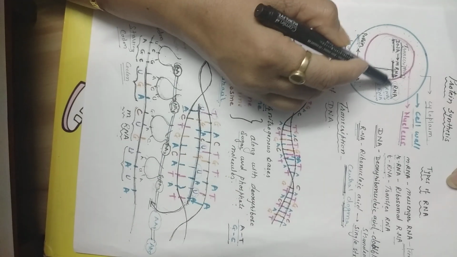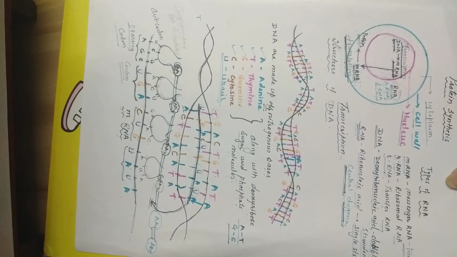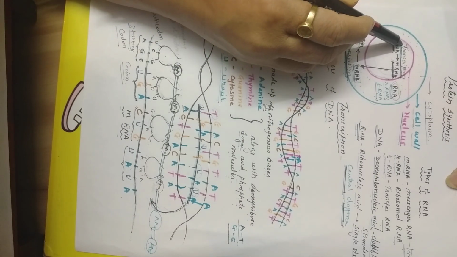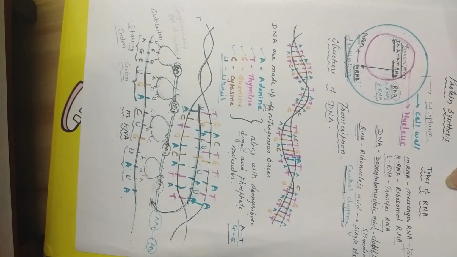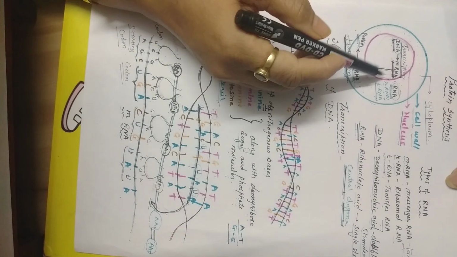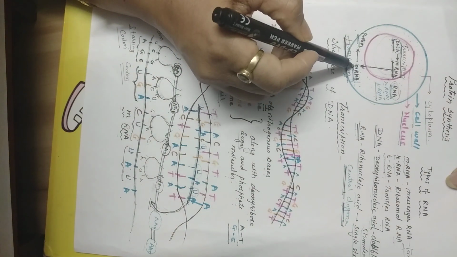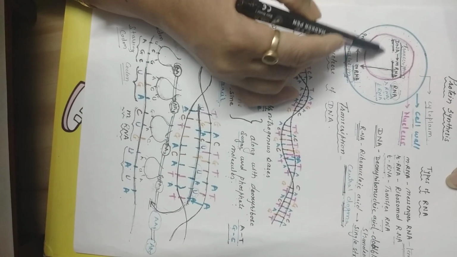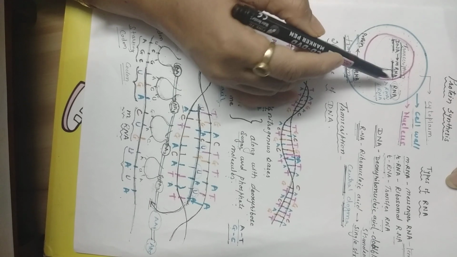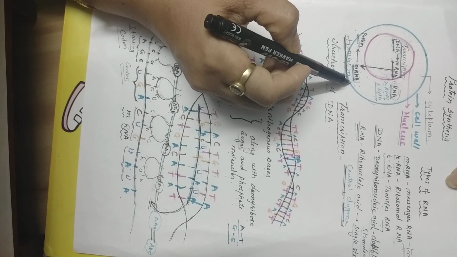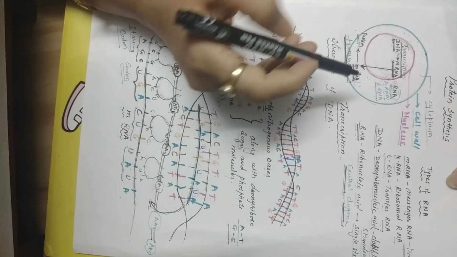This procedure is called transcription. It is a part of protein synthesis. After formation of this messenger RNA, this messenger RNA comes in the cytoplasm. Means the process of transcription takes place inside the nucleus, and this mRNA comes out in the cytoplasm, and from this mRNA protein is synthesized, and this procedure is called as translocation.